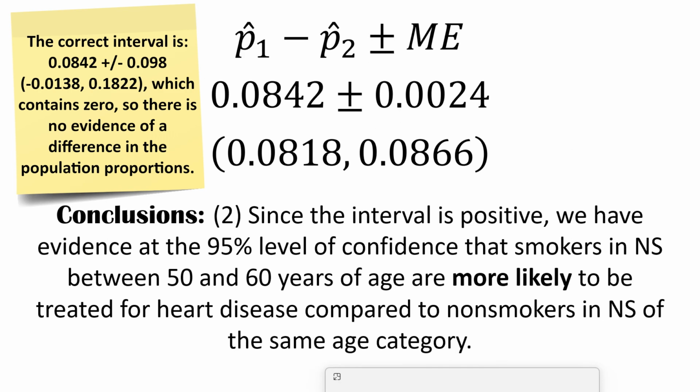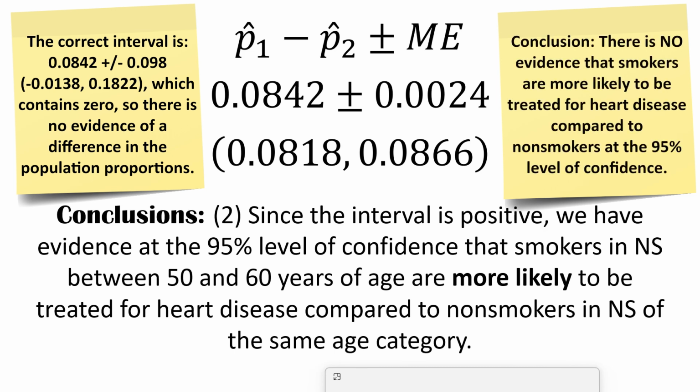And so we can continue and say, since the interval is positive, we have evidence at the 95% level of confidence that smokers in Nova Scotia between 50 and 60 years of age are more likely to be treated for heart disease compared to non-smokers in the same age category.